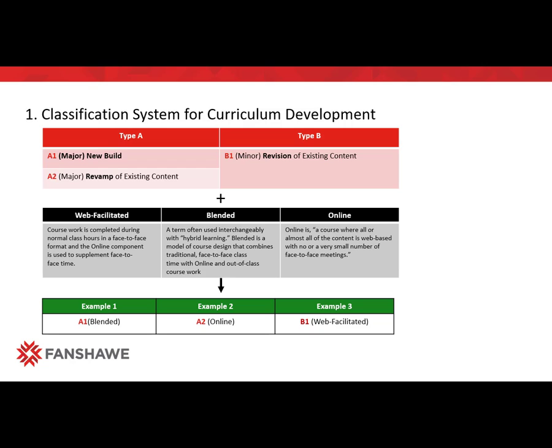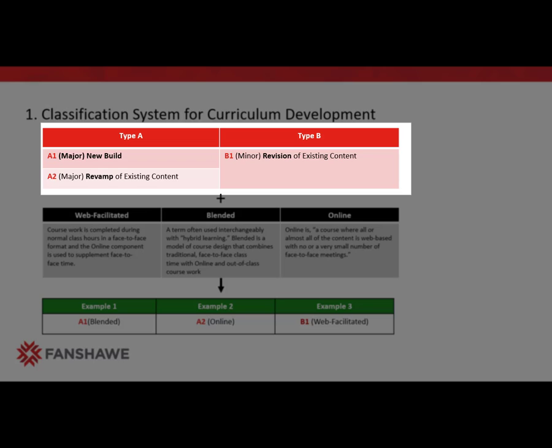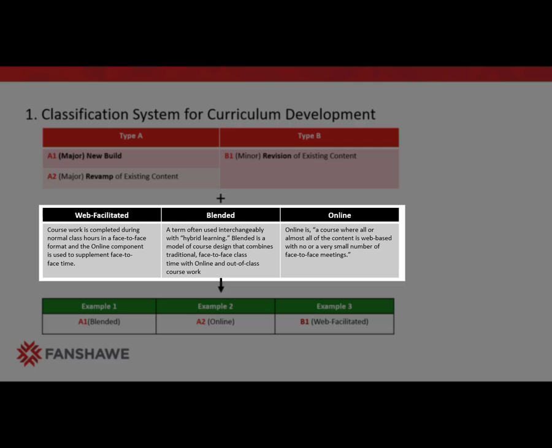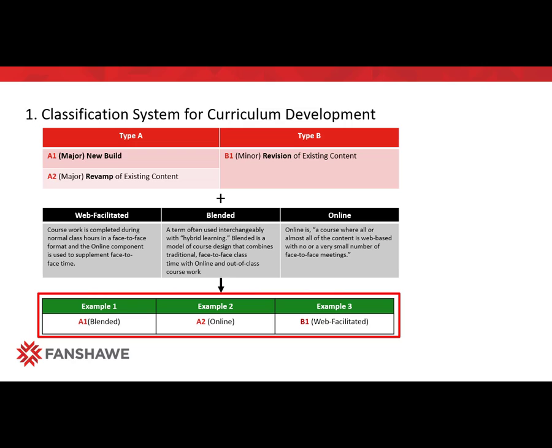As you can see, the classification system for curriculum development outlined on this slide combines the type, either Type A or Type B, along with the delivery format to help direct course developers to the appropriate supports based on their individual needs. It is important to note that the classification system shown on this slide is subject to change.